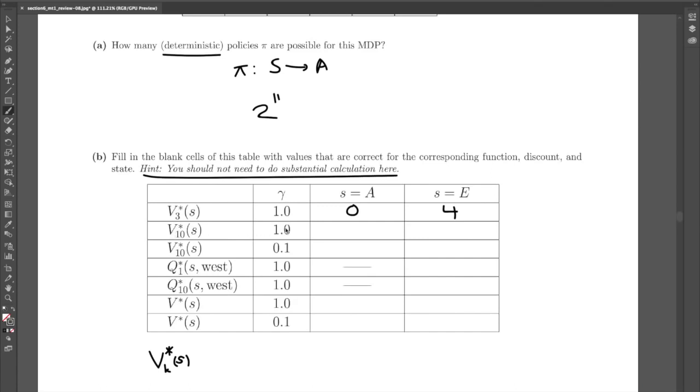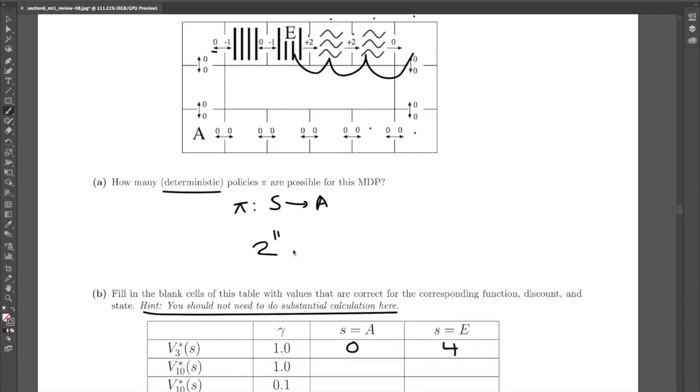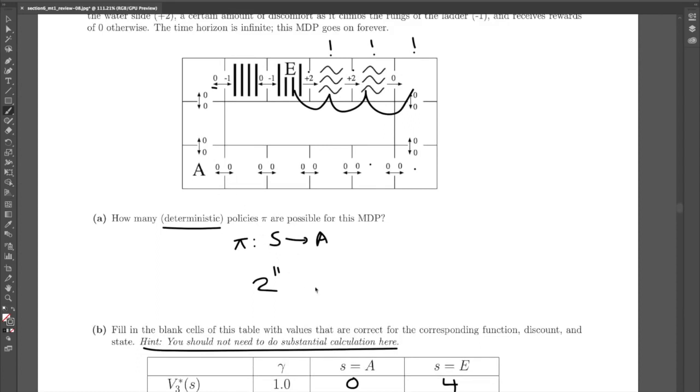So this is the same discount factor. We're trying to find the V value of each of these states, except now instead of 3 steps, we're looking 10 steps into the future, and we still have an optimal agent, right? Okay, so how do we solve this? It's basically the same process. So let's first take the case when we start from A. Now we have to look 10 steps in the future.